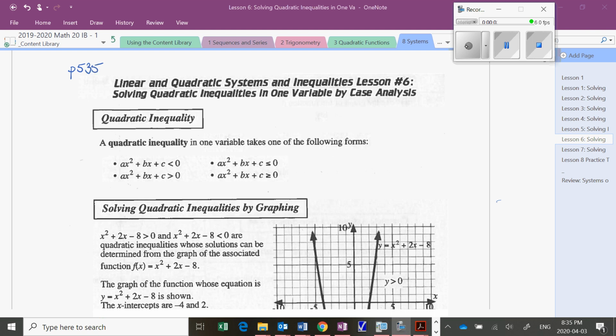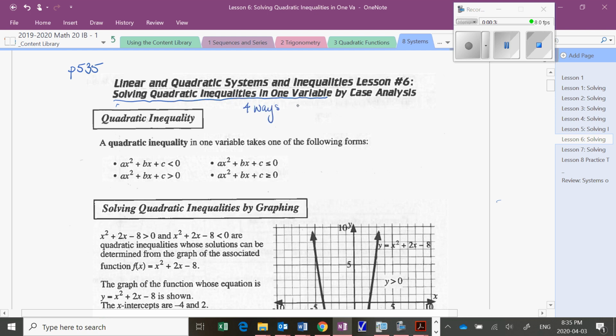So we're on page 535 of the Math 20 Absolute Value Workbook, and we're looking at solving quadratic inequalities in one variable by case analysis. First off, we can actually solve quadratic inequalities in one variable using 4 different methods. Let's just make mention of that first. So in one variable, there's 4 ways.